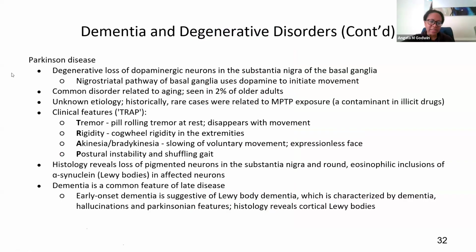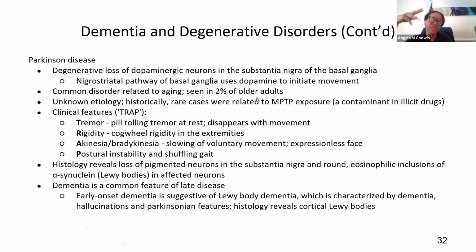Getting into Parkinson's disease. This is considered a degenerative loss of dopaminergic neurons. Specifically, this is at the substantia nigra of the basal ganglia. I think for Parkinson's, that's sort of understood in regards to placement. Again, I try not to get into as much of the anatomy, but understanding that it is a loss of dopaminergic neurons is important. The brain follows what's called the nigrostriatal pathway of the basal ganglia, and that uses dopamine to initiate movement, and that's what causes problems in movement in patients with Parkinson's disease.